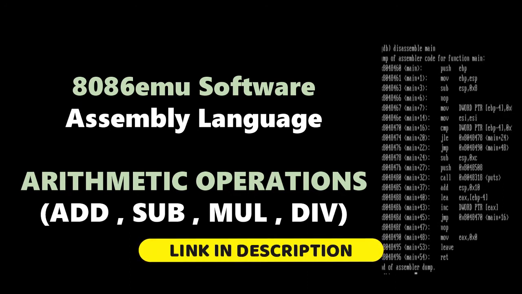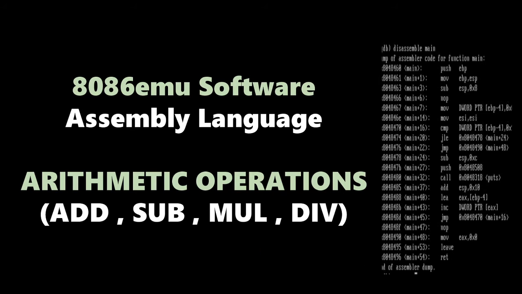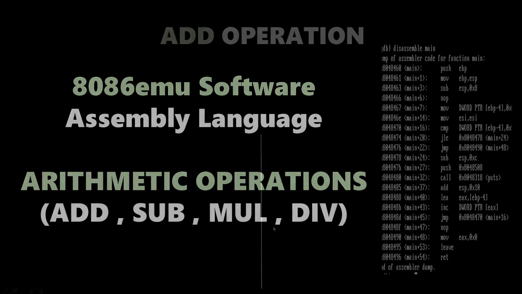In this video, I'm going to talk about some arithmetic operations that we can perform in our 8086 microprocessor, such as addition, subtraction, multiplication and division. And I'm going to show you how to give these instructions to our microprocessor using the emulator. So without waiting, let's get started.